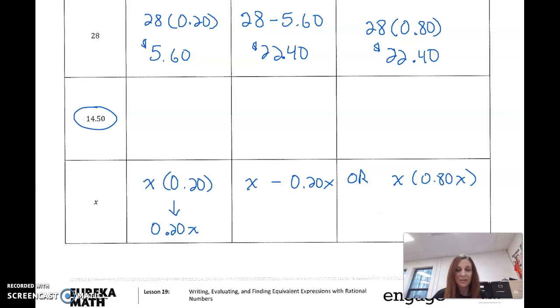Sorry. Stop. Don't write that X there. Don't know why I wrote that X there. Just supposed to be 0.80. And as always, we put the number first.